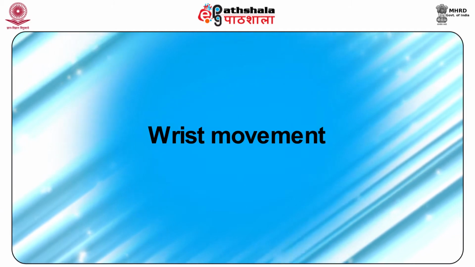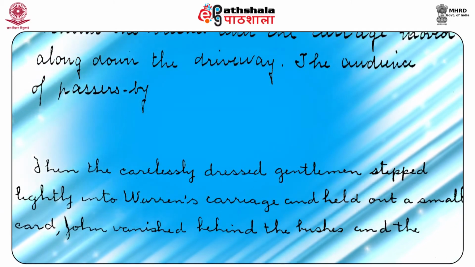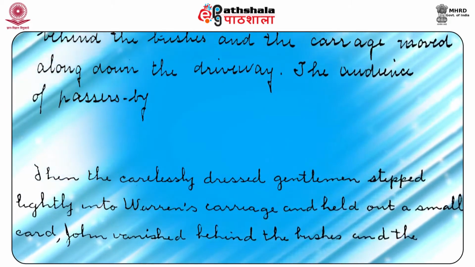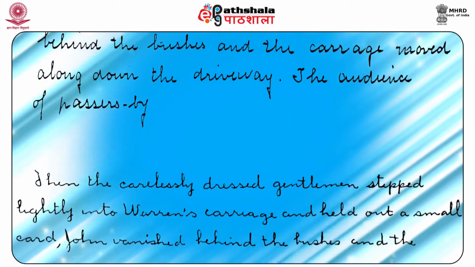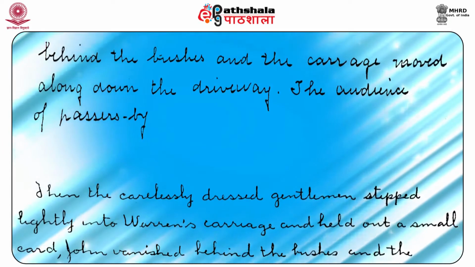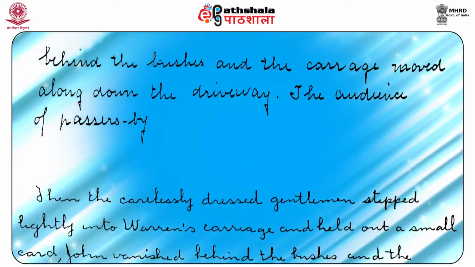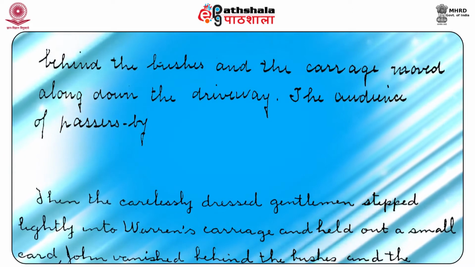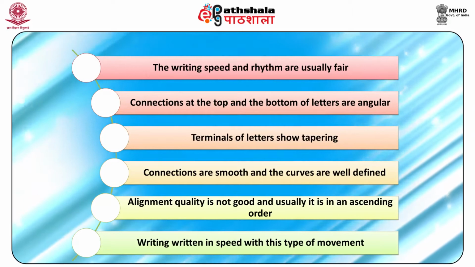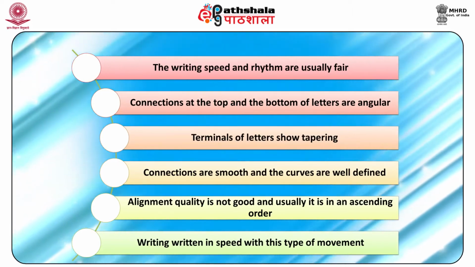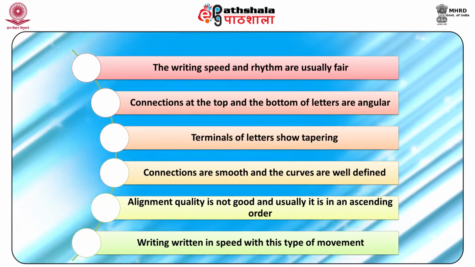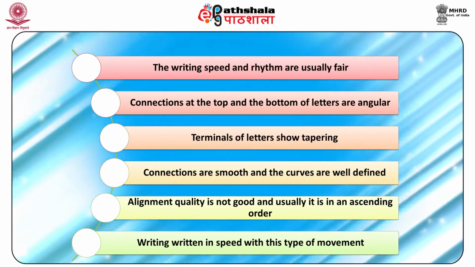Next is wrist movement. The wrist here is the center of action and acts like a pivot, and there is a movement of the hand as a whole and fingers with the wrist acting as the center of action. The features of wrist movement are that the writing speed and rhythm are usually fair. The connections at the top and the bottom of letters are angular in nature. The terminals of letters show tapering.